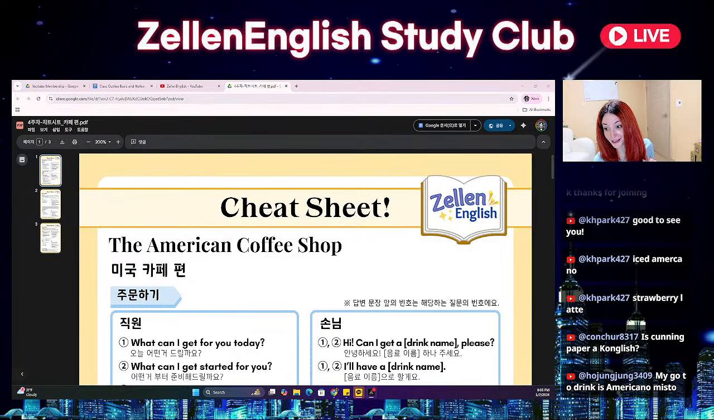Because the word cunning in English sort of means that you'll do anything necessary to get what you want, even if it's something a little bit bad. That's what being cunning is. So a cunning paper and a cheat sheet, the meanings are the same, but the words are different. But in English, we usually say a cheat sheet. So yes, I think cunning paper is Konglish.